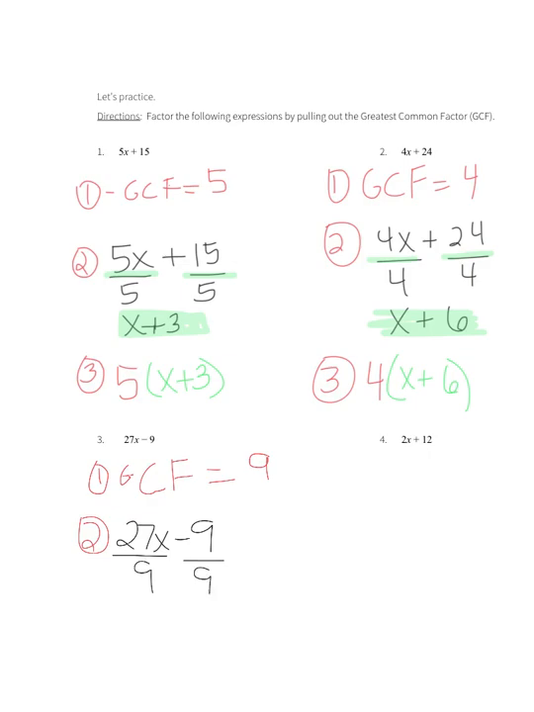I'm left with 27 divided by 9 is equal to 3. So I have 3x minus 9 divided by 9 is 1. Perfect. Let's highlight where we got this information from. And then our third step is to set up our factored expression. We put the GCF on the outside, 9, and we put the rest of the expression on the inside of the parentheses, 3x minus 1.